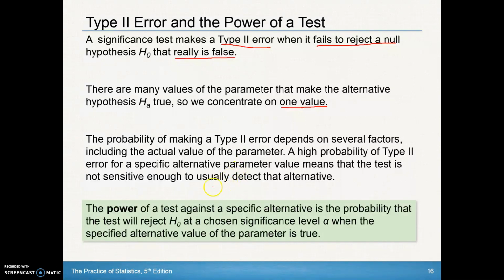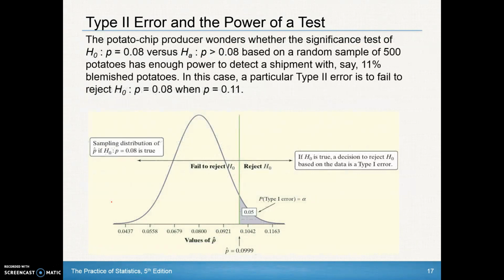So here's the key point. The power of a test against a specific alternative. There'll be a stated hypothesis, and then you're going to say, no, I think it really is an alternative parameter. The power of a test against a specific alternative is the probability that the test will reject the null at a chosen significance level, what we choose ahead of time for an alpha, when the specified alternative value of the parameter is true. Let's look at examples to help that make sense.